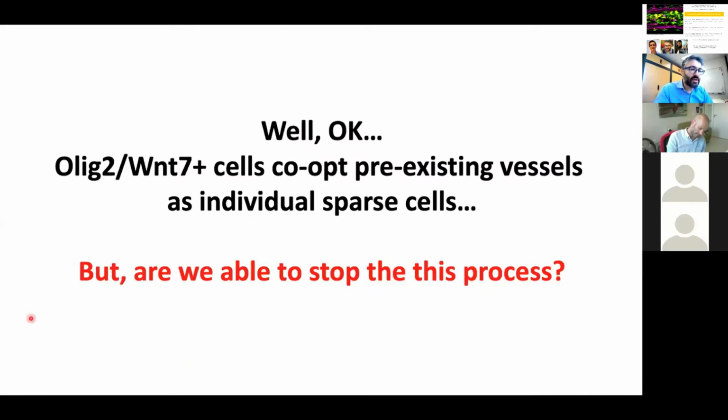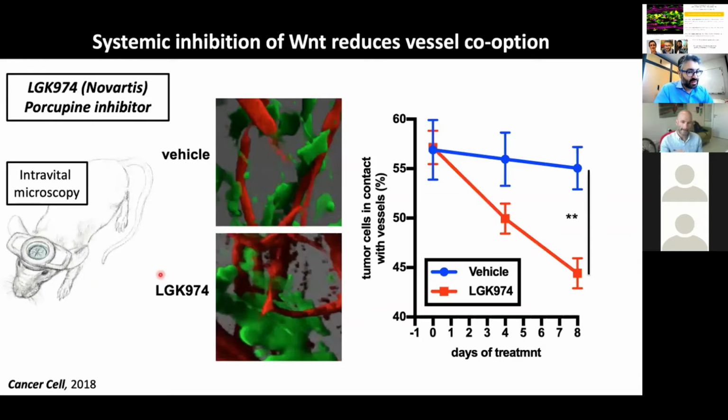So, okay, for now it's all good for basic science, but personally, because I'm driven to try to solve something of the problem of the patient, I wanted to try to stop this process. I wanted to really inhibit this target with some drug. So as I told you, this individual cell vessel co-option is driven by Wnt, and specifically by Wnt7.